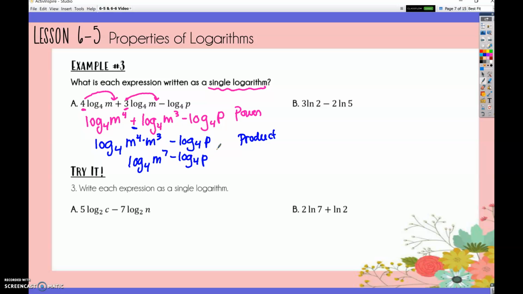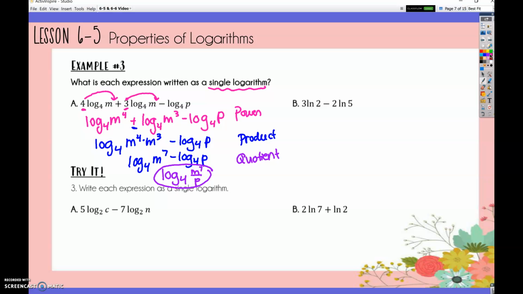Now I do know m to the 4th times m to the 3rd, I add those exponents. So I would have log base 4 of m to the 7 minus log base 4 of p. And that wasn't a property. That was just the rule for multiplying like bases with the exponents. But then finally, with subtraction, I'm going to use the quotient property. And that's going to be that I have the same log base 4. M to the 7th will be on the top divided by p, because when I see subtraction, I can do the division. And this is our single condensed logarithm.